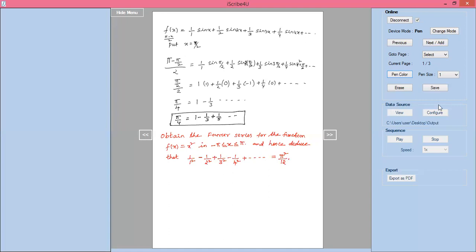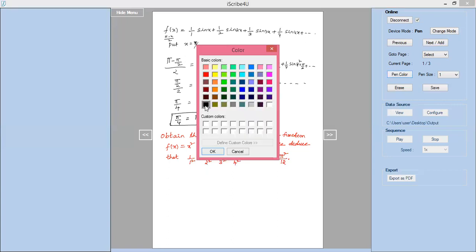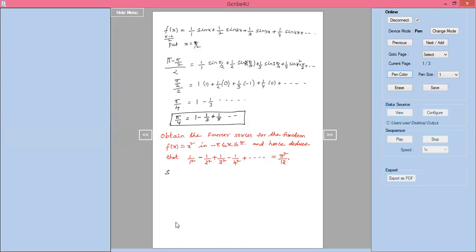Now, solution. Here the given function is f of x equal to x square. The interval is minus pi to plus pi. So this is a closed interval of minus pi to plus pi. What does closed interval mean? End points, the extreme points, are also included.